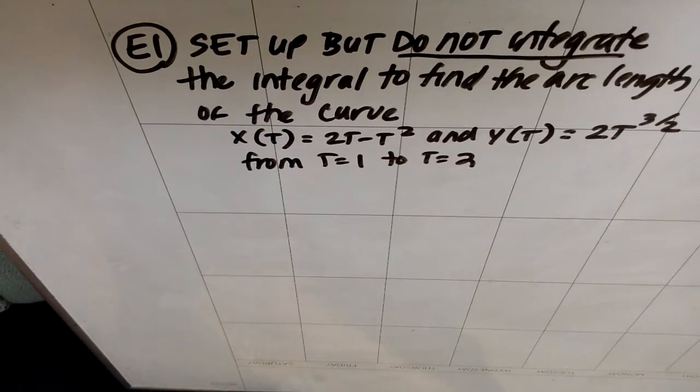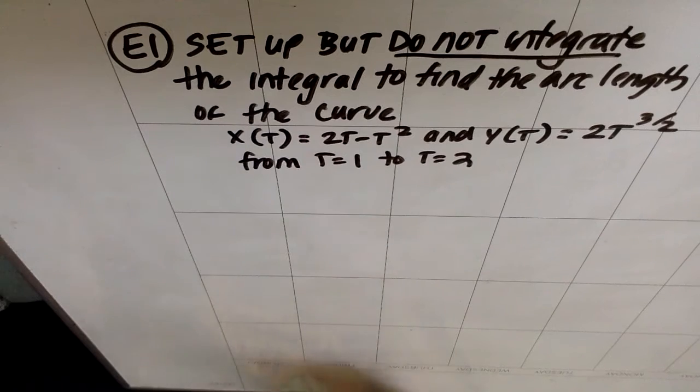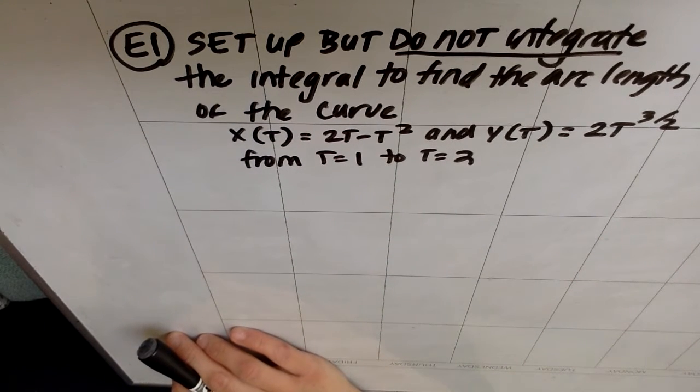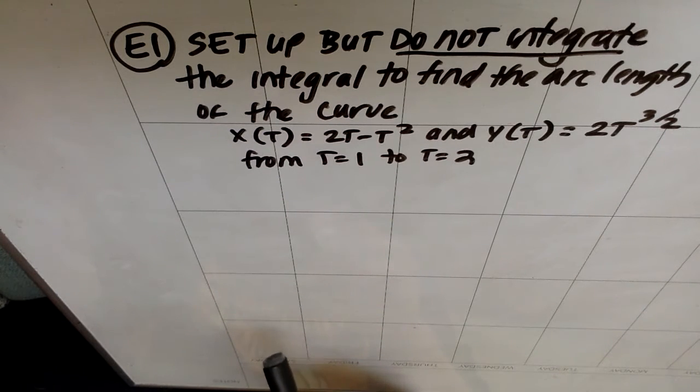All right, so we're going to do example one for finding arc length with parametric equations. One of the first things to notice is that it's very common on an AP to either ask you to set up but not integrate the integral to find arc length, which is what I'm going to ask for in this problem, or they'll ask you to set up and integrate, but it will be on a calculator section where you can make the calculator do the actual integration for you.